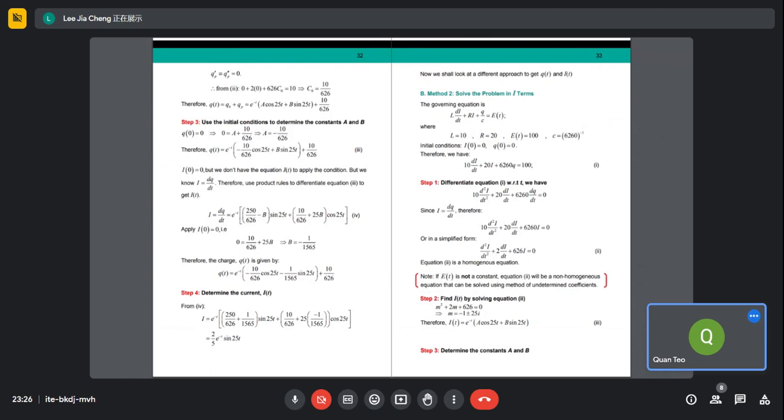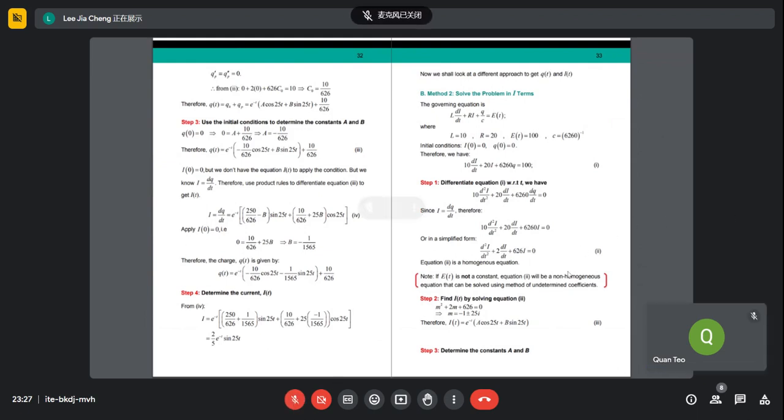After we get the formula, we differentiate it and find that i will equal e to the power of negative t times (250/626 plus 1/1565) sin 25t plus (10/626 plus 25 times negative 1/1565) cos 25t. After you simplify, we finally get that i will equal 2/5 e to the power of negative t sin 25t. So that follows method 1.